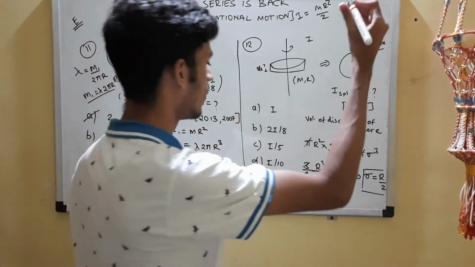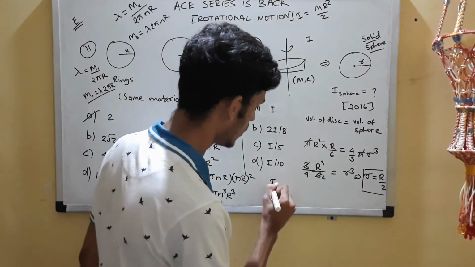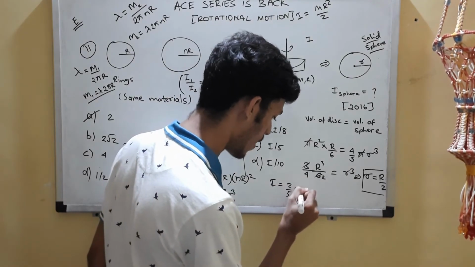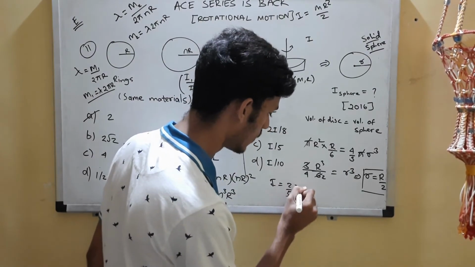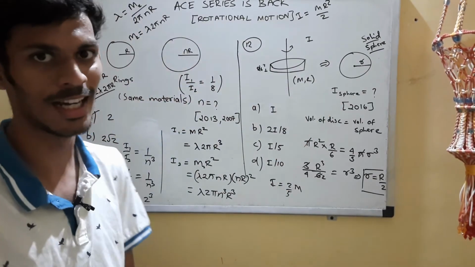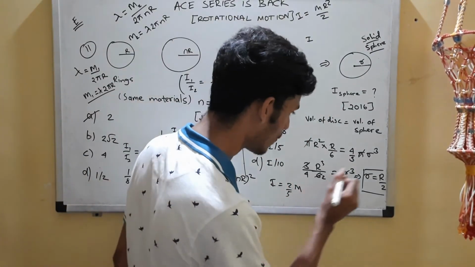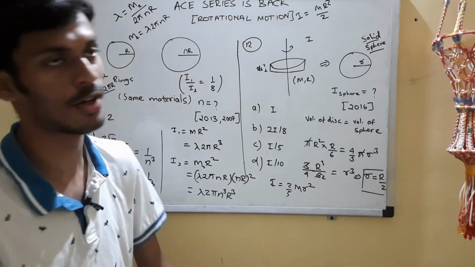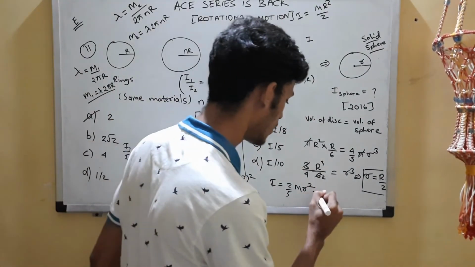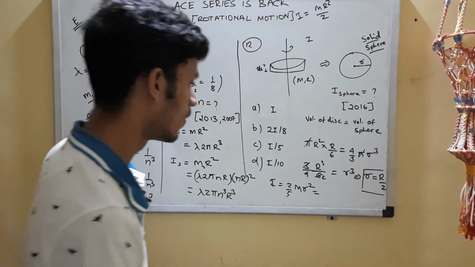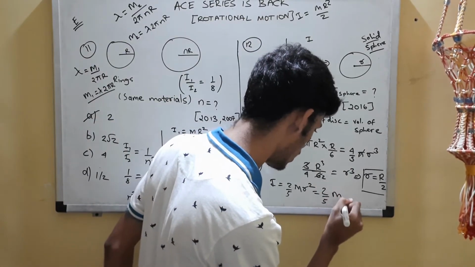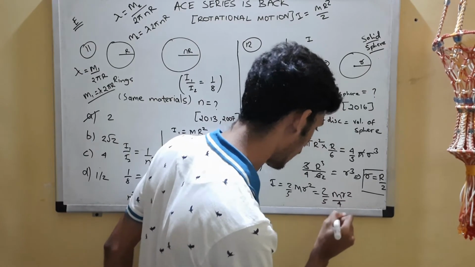Now you can easily find the moment of inertia of that solid sphere. For a solid sphere, the formula is 2/5 m r squared, where m is the mass of the sphere. The mass will remain the same, right? There was no loss of mass. So just substitute this value over here, and you'll get 2/5 m r squared by 4.